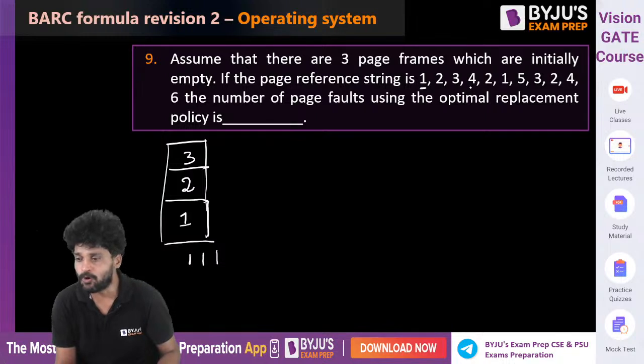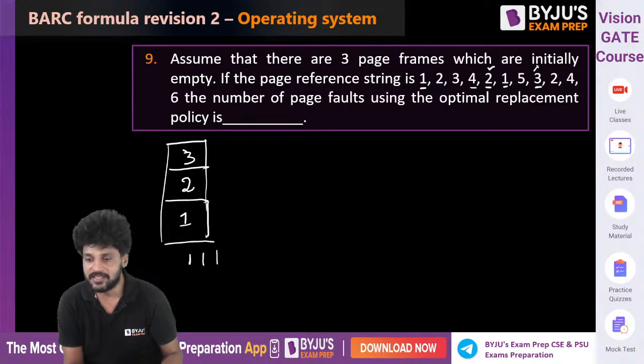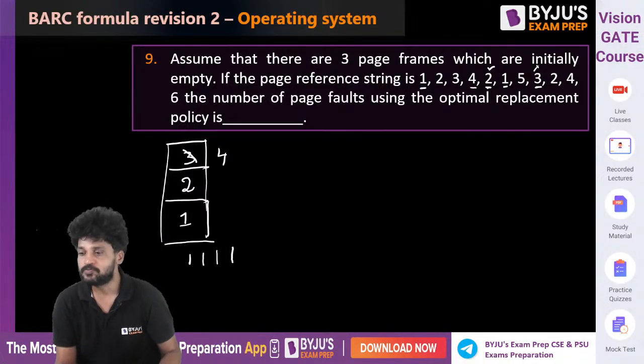Right, then 4. In order to place 4, what should I replace? We need to look in the forward direction. In the forward direction, 2 cannot be replaced because 2 is being referenced in the very next access. 1 also is being referenced in the very next access. And 3 is not being referenced in the very next access because before 2 and 1, there is 3. So 3 can be replaced. In the place of 3, I can place 4, which is going to add 1 more page fault. Right? 2, there is no page fault. 2 is available. Page availability is not a page fault. Then 1 also is available. It doesn't lead to a page fault.